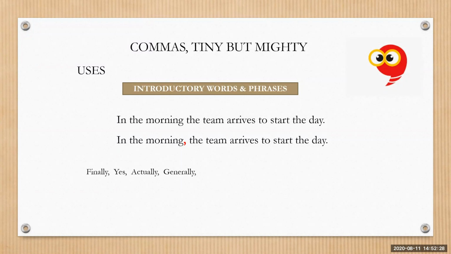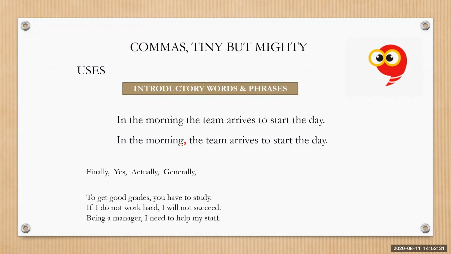Introductory phrases would have a little more attached to them, such as, "To get good grades, you have to study." Well, "you have to study" is okay on its own, but you're just adding a little bit more information, and so you want to put that comma there. "If I do not work hard, I will not succeed." "I will not succeed" is a sentence, but you don't want to just say, "I'm not going to succeed." If you want to add something that says how you will not succeed, then "if I do not work hard" is an introductory phrase, so just put a comma there. "Being a manager, I need to help my staff." So again, these are little things, but very important.